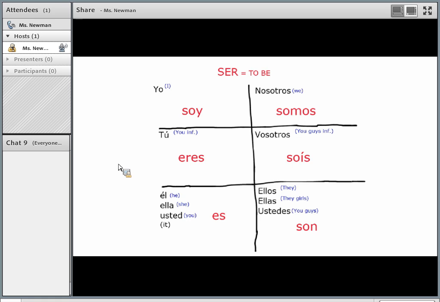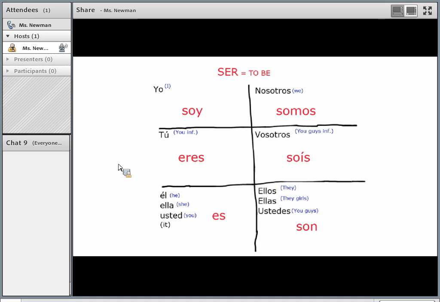So first of all, let's practice pronouncing them. We're going to say the pronoun together with that conjugation that it goes with. So we have yo soy. Go ahead and repeat after me. Yo soy. Tú eres. Él es. Ella es. Usted es. Nosotros somos. Vosotros sois. Ellos son. Ellas son. Ustedes son.